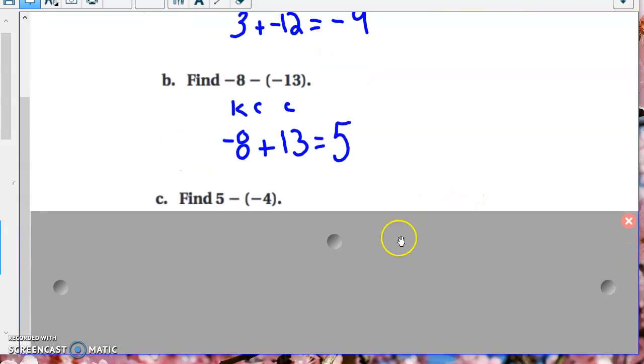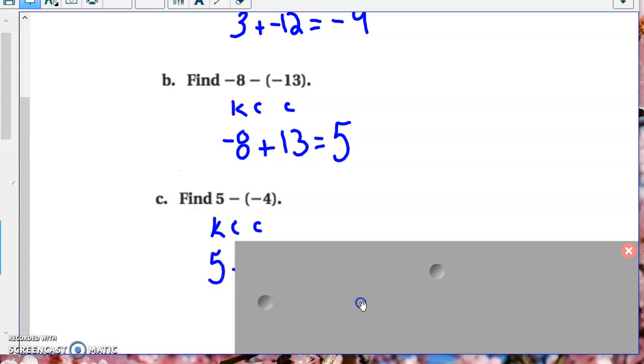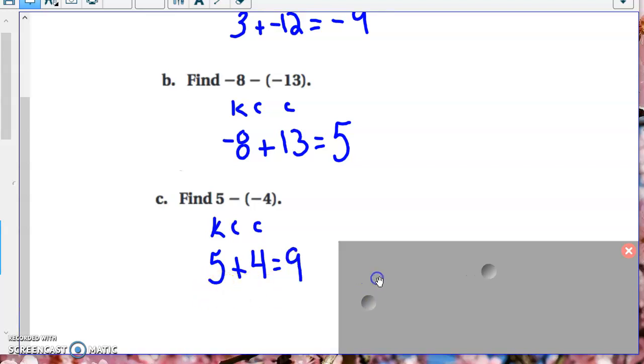Okay, third example here: 5 minus negative 4. Again, I write KCC to guide me through. So 5 stays exactly the same. I change the minus sign to a plus, and I find the opposite of negative 4, which is 4. Now my problem looks like this: 5 stayed the same, I changed the minus sign to a plus, and I changed the negative 4 to its opposite of 4. Now, these have the same signs, so I can just add and keep the same sign, so my answer is 9.